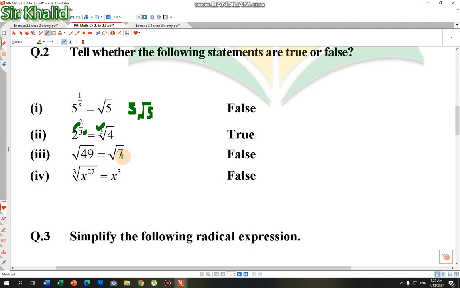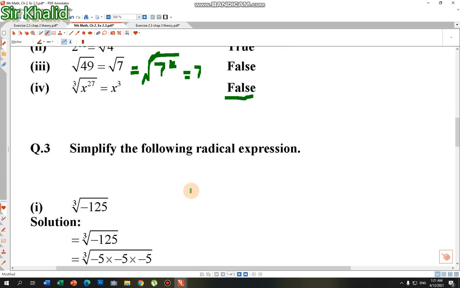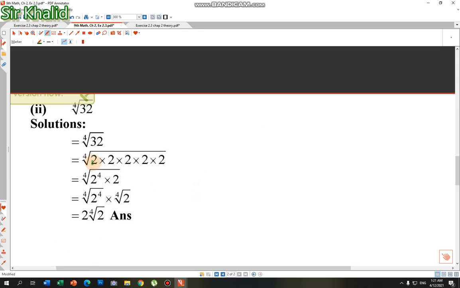The square root of 49 is equal to the square root of 7. It is false, because the square root of 49 can be written as the square root of 7 squared. The root and square will be cancelled, only 7 will be left, so this is correct, but this statement is false. The third root of x^27 is equal to x^3, you can calculate it yourself, it is also false. Simplify the following radical expression.